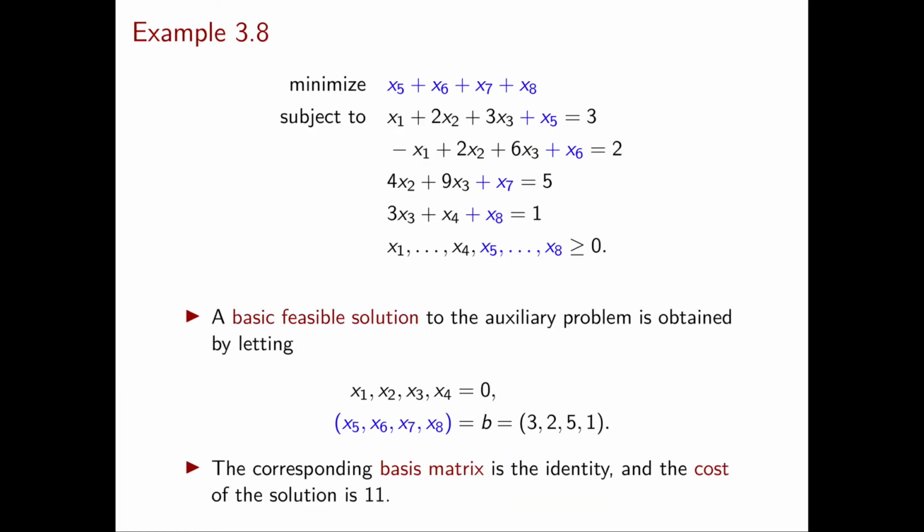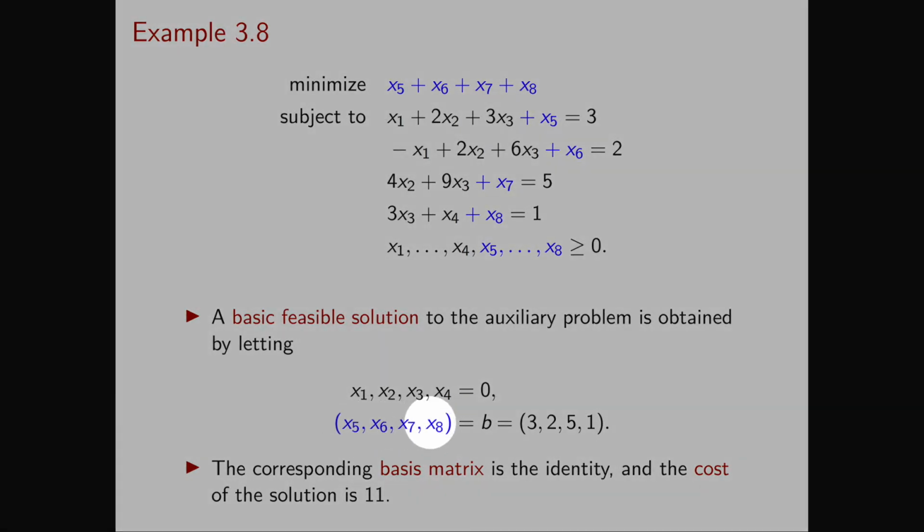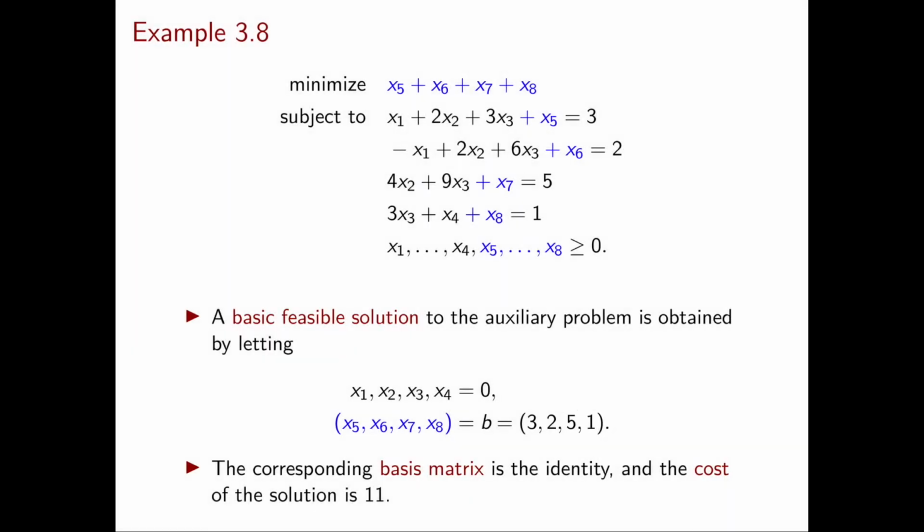So let us now focus on our auxiliary problem. Our auxiliary problem is constructed in such a way that it is now trivial to obtain a basic feasible solution for it. This is the solution obtained by setting all the original variables to 0 and by setting the vector of auxiliary variables to b, which is a vector that is greater than or equal to 0. Since the basic variables correspond to the auxiliary variables, the basis matrix is the identity. We can also calculate immediately the cost of the solution. By just plugging our basic feasible solution in our objective, we obtain that the cost is 3 plus 2 plus 5 plus 1, which is 11.